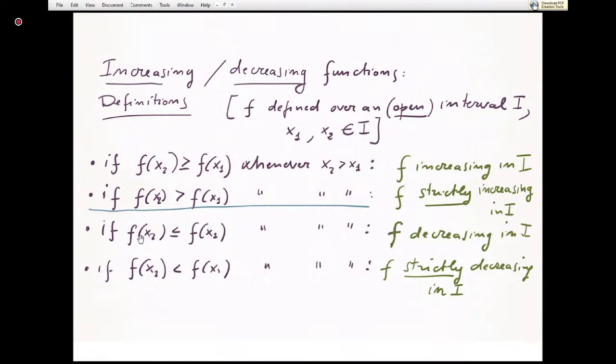Symmetrically, if f of x2 is less than or equal to f of x1, we have a decreasing function over the interval. If the inequality is the same but holds strictly, we have a strictly decreasing function in the interval, okay? So these are immediate, intuitive definitions, but I want to show you just an example here.